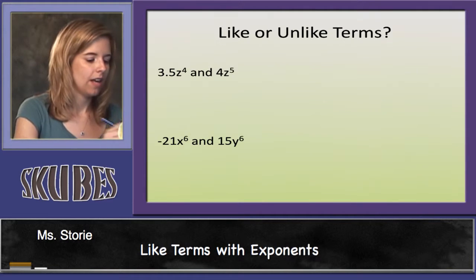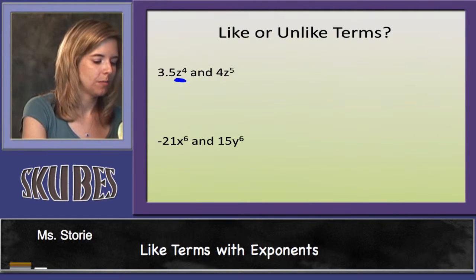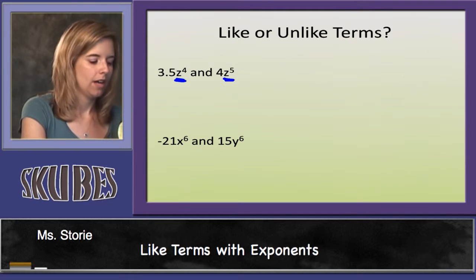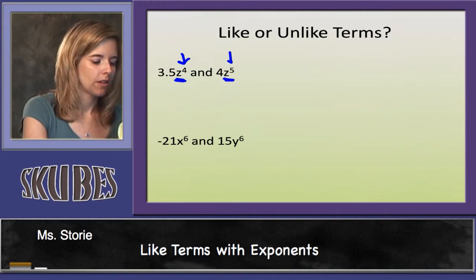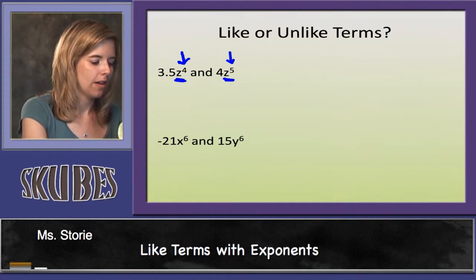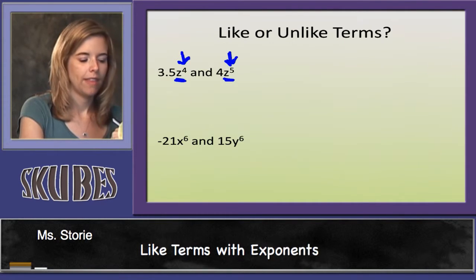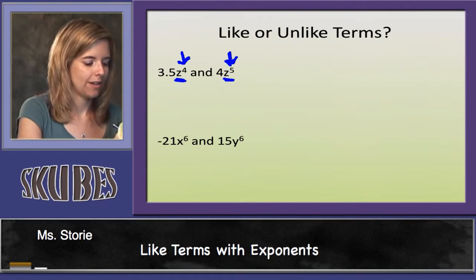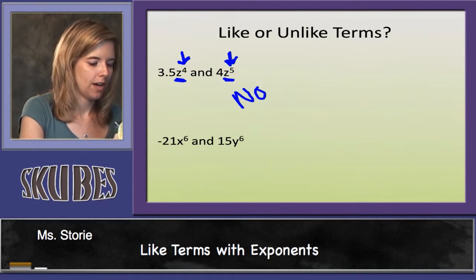Take a look at these. If we have z as both the variables, that looks good. Look at your exponents. What do you notice there? You've got one is to the fourth power and the other one is to the fifth power. They can't be like terms because the exponents are not exactly the same. So these are not like terms.